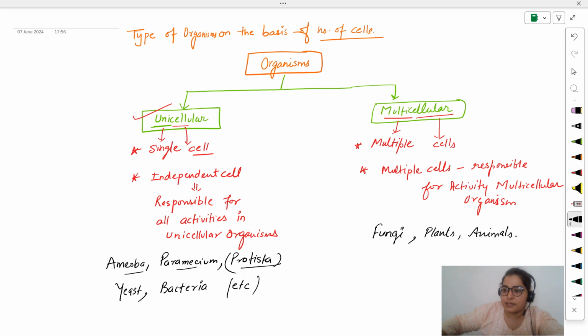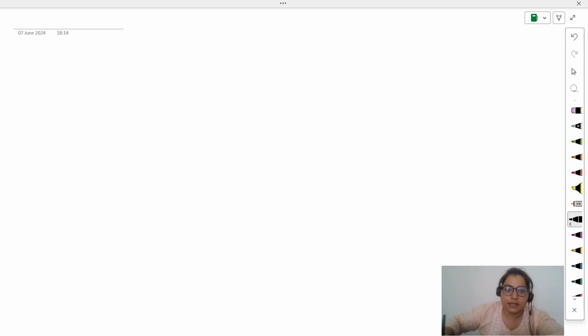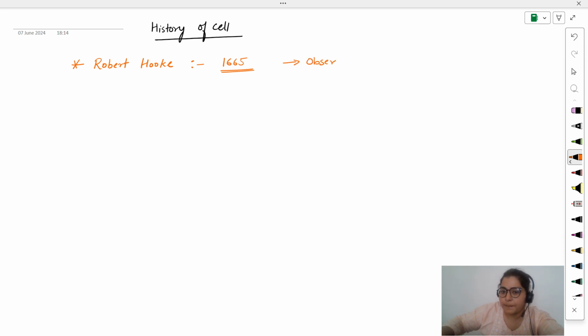So let me discuss the history of the cell. A few points on the history of the cell. So let me start. What is the history? There is a first scientist named Robert Hooke. In 1665 he observed the cork layer of a plant. And what is the cork layer?